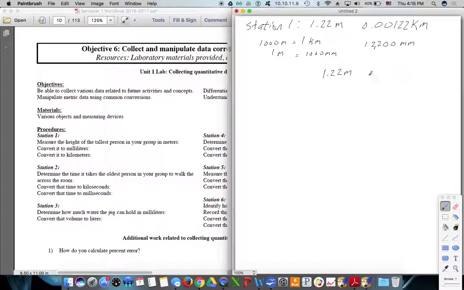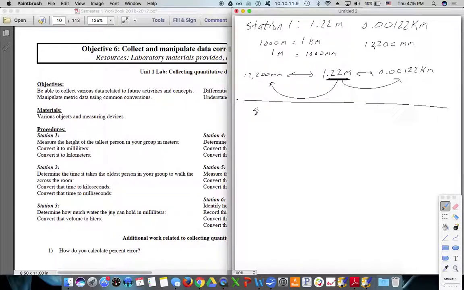1.22 meters. If we want to go to kilometers, we'll say this way. We end up with 0.00122 kilometers. And the other way, to a smaller number, a smaller unit of measure, is 12,200 millimeters. See how that base unit can change 3 places, 3 decimals this way, and 3 decimals this way, based on milli or kilo.